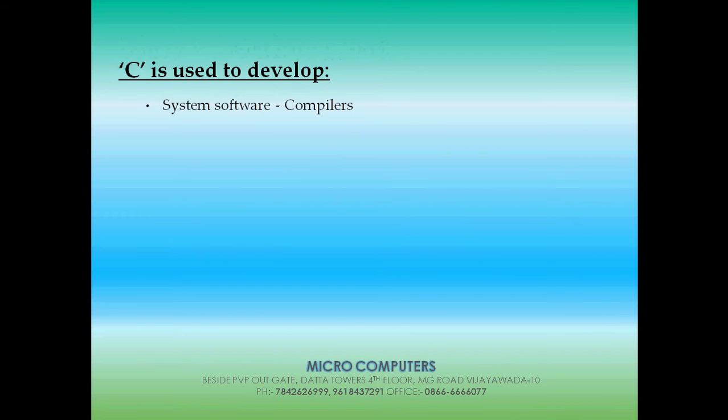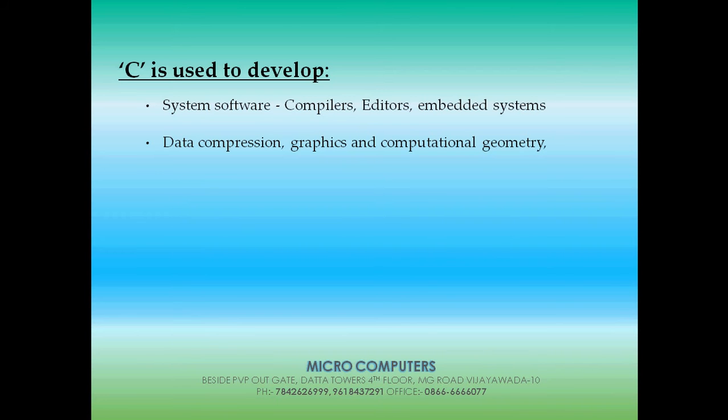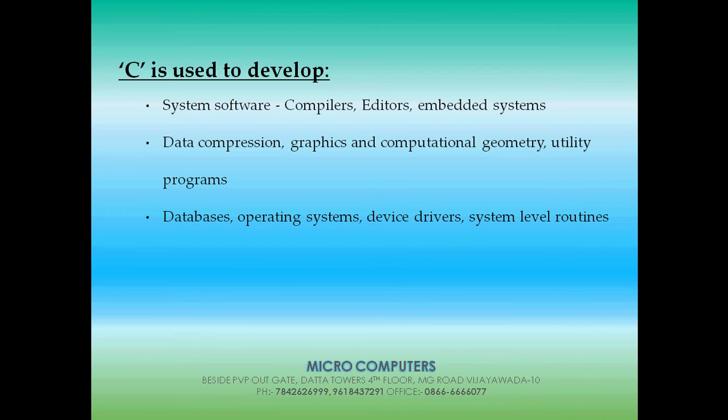Before, in the 1970s, C was used only for development of Unix OS, but later on C is used to develop system software like compilers, embedded systems and editors. It is also used in developing graphics, utility programs, compression of data and in geometry calculations. Databases, OS, device drivers and system level routines are also developed through C. Nowadays, C is used widely in developing the application programs also.